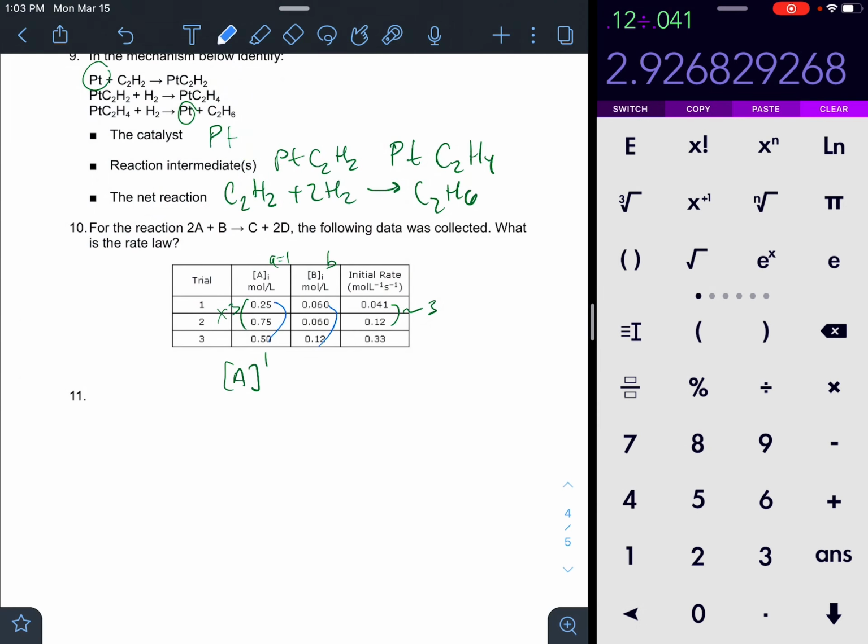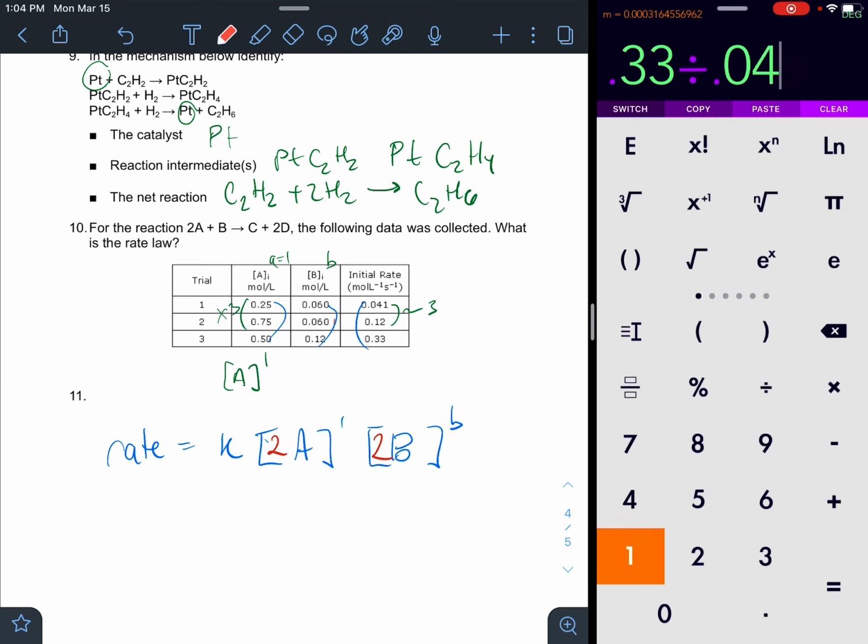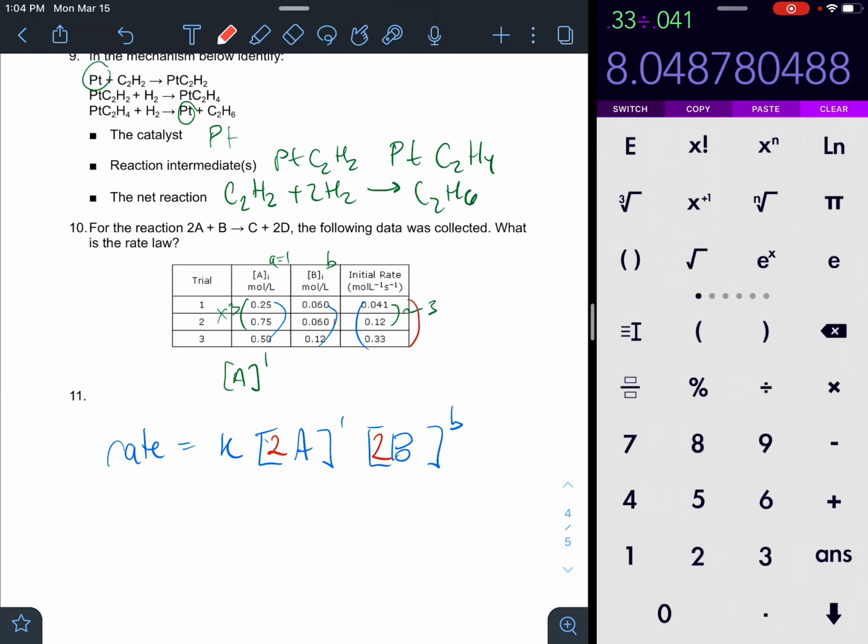So it's going to be trickier. We have an increase in rate. So I'm going to do this thing this time. Rate equals K times A to the power of 1 times B to the power of B. And then I'm going to punch in my numbers. So we have a doubling of A, we have a doubling of B, and the rate, 0.33 divided by 0.041, is 8 times. So that's 8. So 8 on the rate.